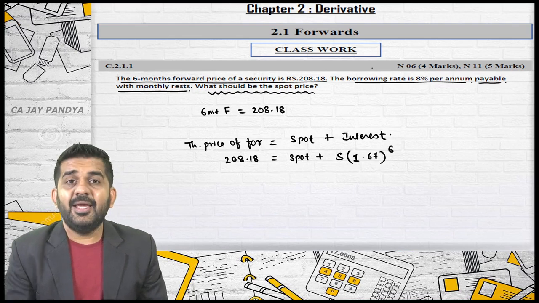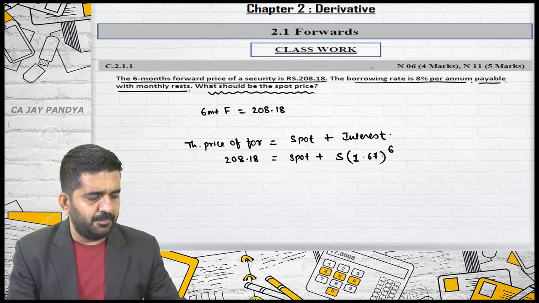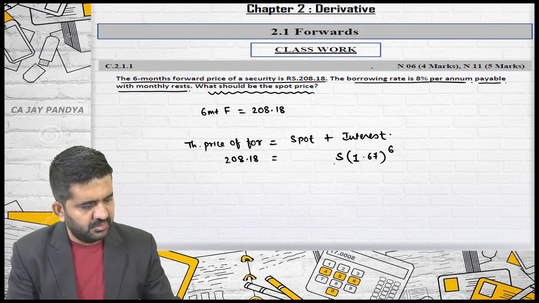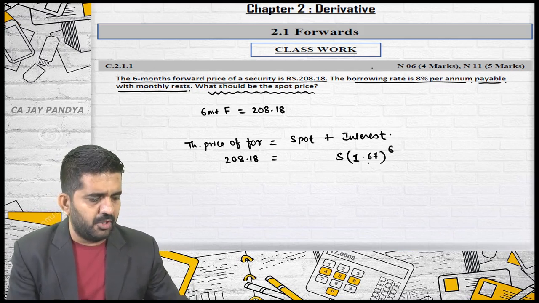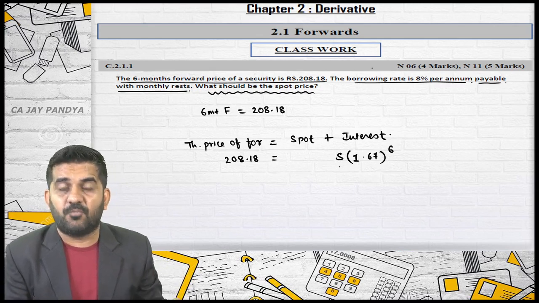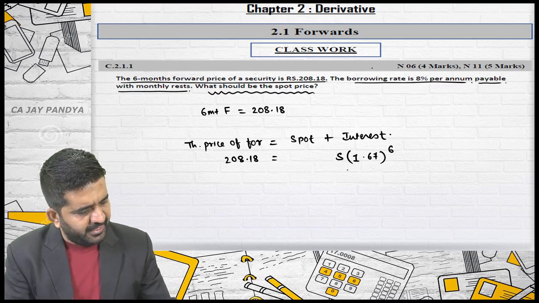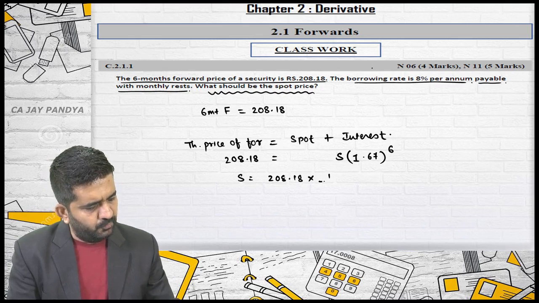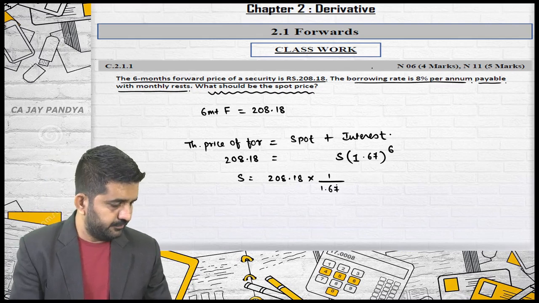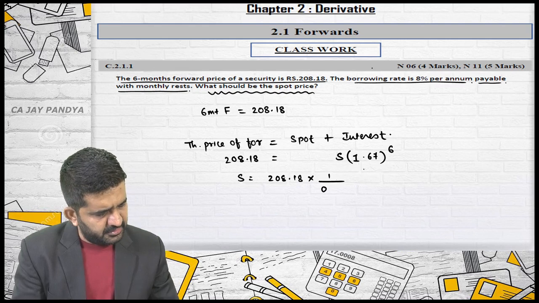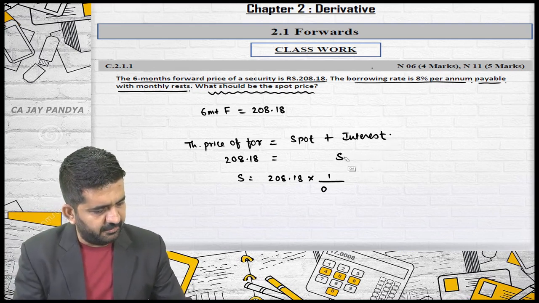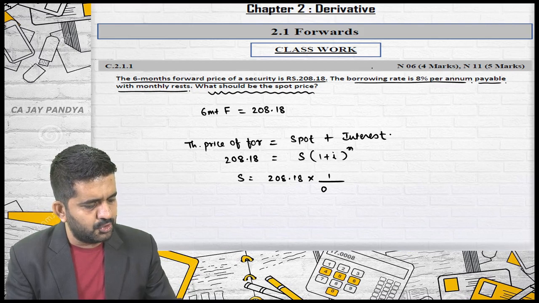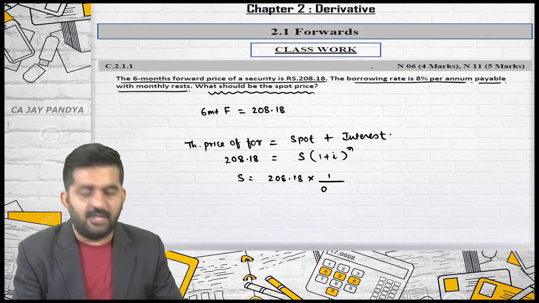That's correct. A is equal to P into 1 plus i raised to n. I'll be directly getting the amount. The interest will be already added in this, because this is a formula for amount and not for interest. So this will be the direct amount. I need to find out the spot price, so the spot price will be 208.18 into 1 divided by 1.67. It is incorrect. Let me write down fully. Spot plus interest is nothing but spot into 1 plus i raised to n. Here K is also involved, but I'll be doing it logically.